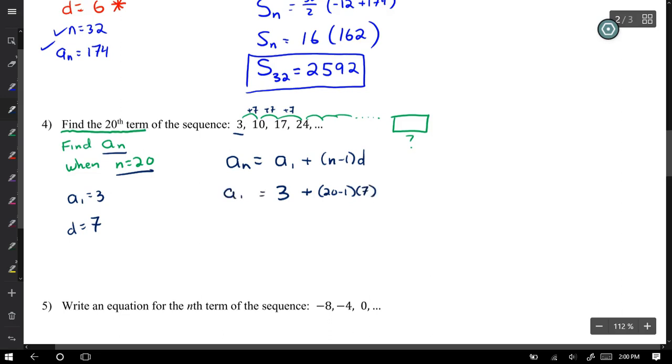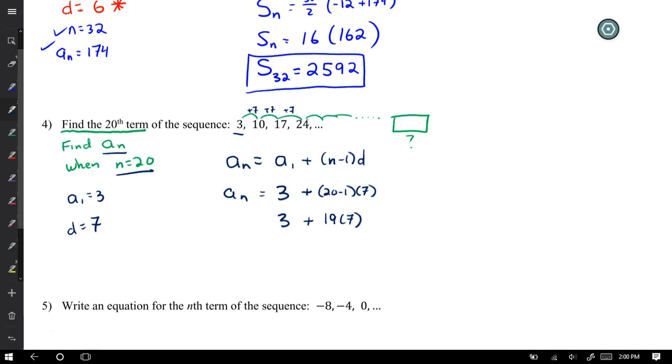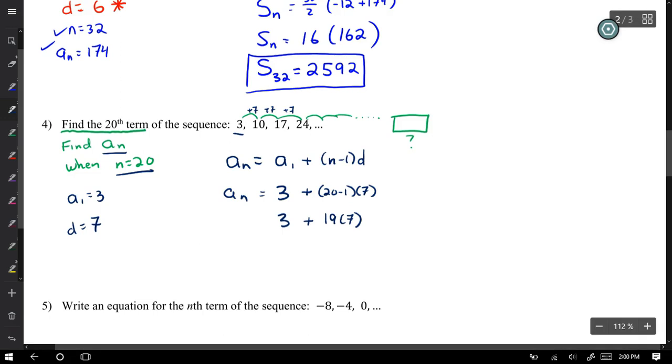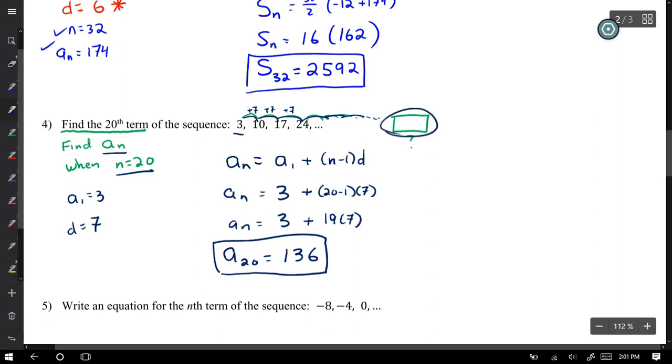Well, if I think about order of operations, that's not bad. I'm just going to have 3 plus 19 times 7. If we have 3 plus 19 times 7, we are going to have 133 plus 3. So I'm going to get 136. Now remember, in this case, a is 20, so that is the 20th term. So if I were to continue this pattern, add 7, add 7, add 7, all the way to the 20th term, that's what I would get.